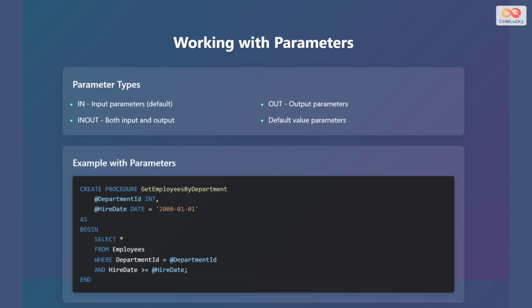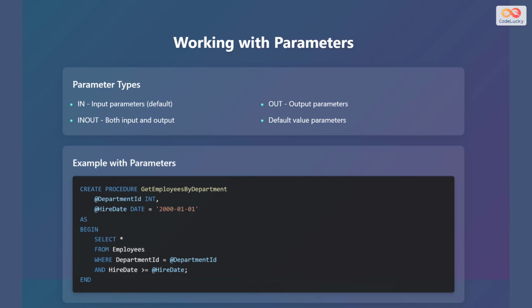OUT parameters are output parameters. The procedure can return values through these parameters. INOUT parameters are both input and output. You can pass a value in, and the procedure can modify and return it. You can also set default values for parameters, so if a value isn't provided when the procedure is called, the default value will be used.